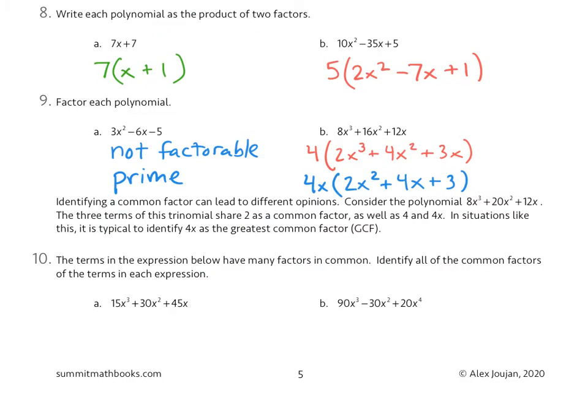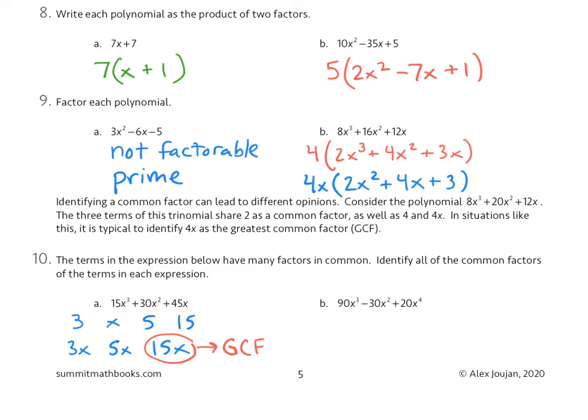Number 10. The terms in the expression below have many factors in common. Identify all of the common factors of the terms in each expression. Part A, 15x cubed plus 30x squared plus 45x. The smallest factor you might identify is 3, or x. You could also identify a factor of 5, or even 15. Or 3x if you combine those, or 5x, or 15x. The greatest common factor would be the one that contains the most factors overall. That would be 15x.